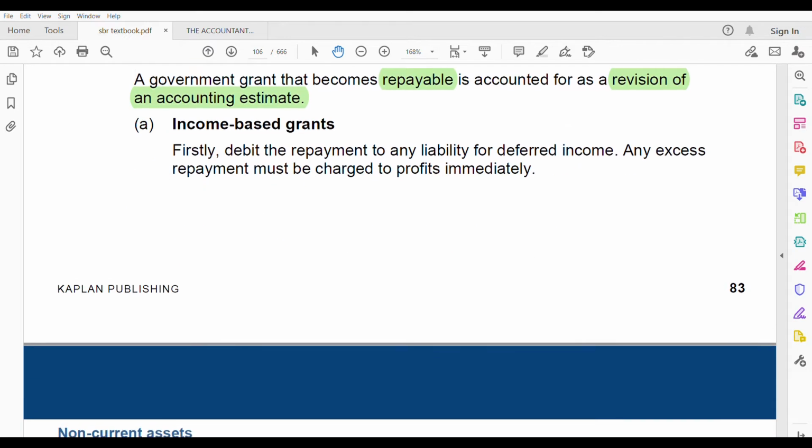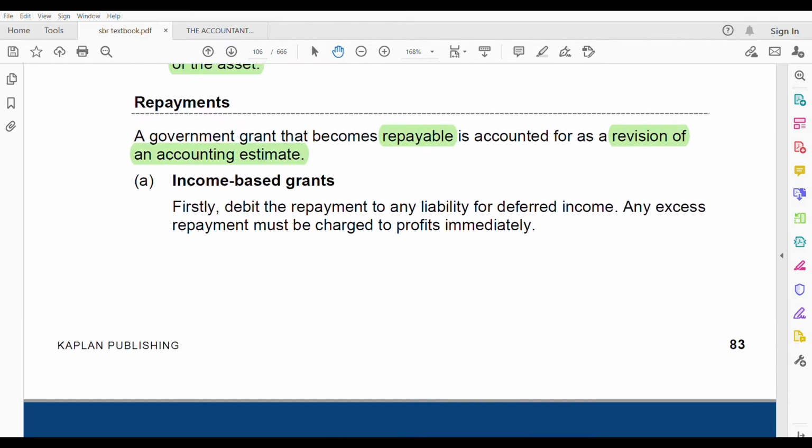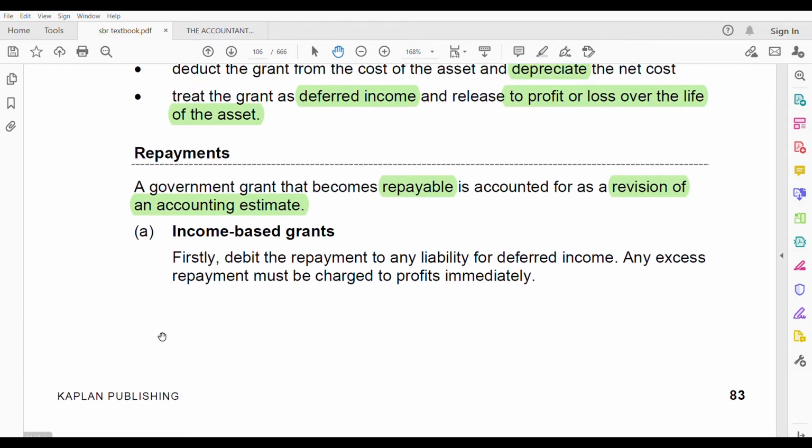Okay, there are two types of grant. One is income based grant, one is capital based grant. What is income based grant? When it's an income based grant, you have to debit the repayment to any liability for deferred income.